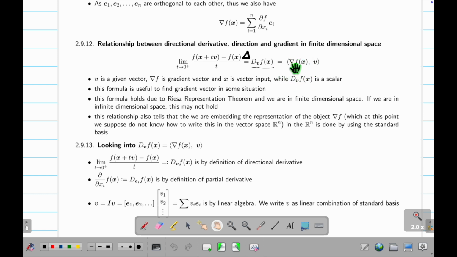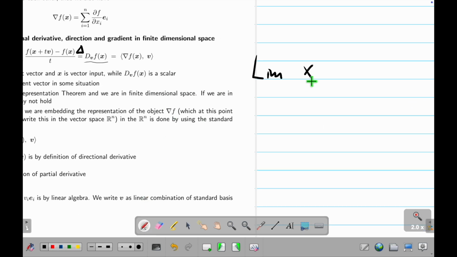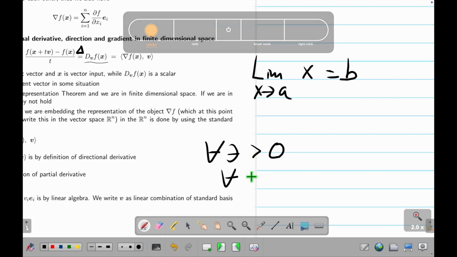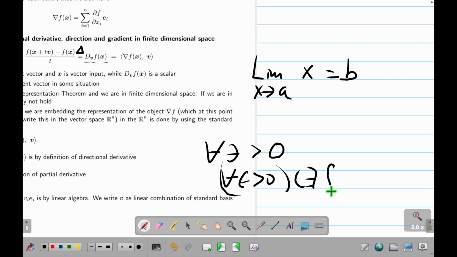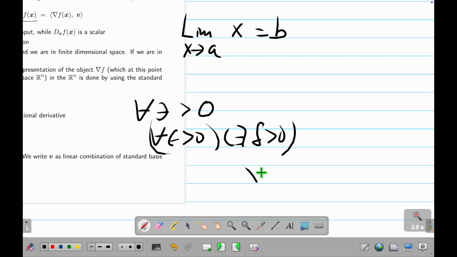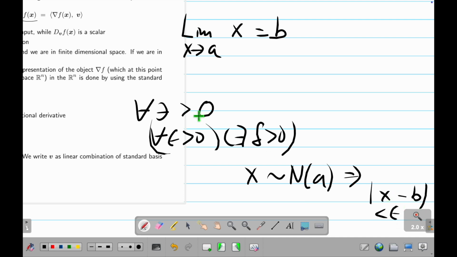And of course, this is not a proof. Why? Because if you need to prove, first you need to prove this limit exists, and then you need to prove this limit equals this thing. Okay, many details. The epsilon-delta thing, I'm not going to do that. So basically the idea is what? To prove a limit as x goes to something, you need to prove for all epsilon larger than 0, there exists a delta larger than 0 such that all x in the neighborhood of a implies the gap between f(x) and b is smaller than epsilon. This is the full proof, right?